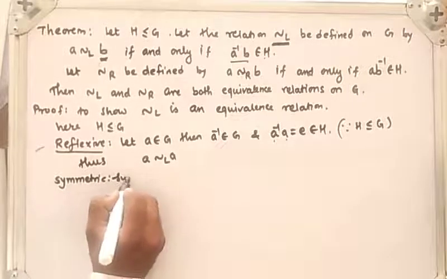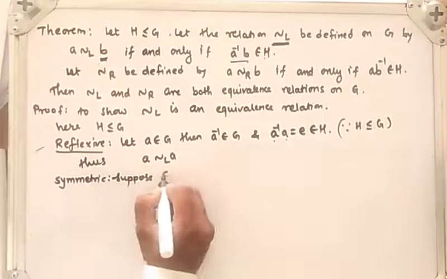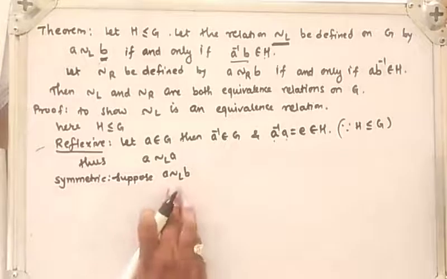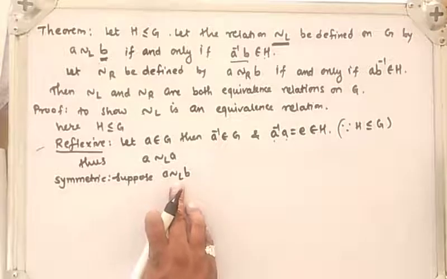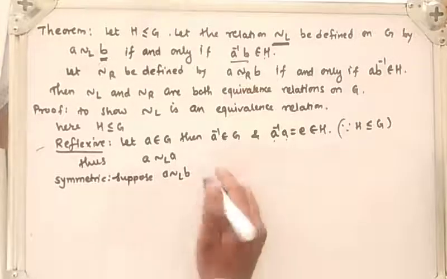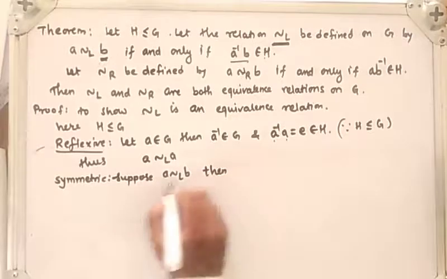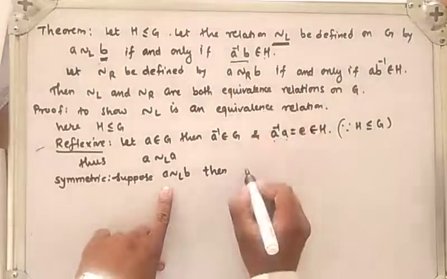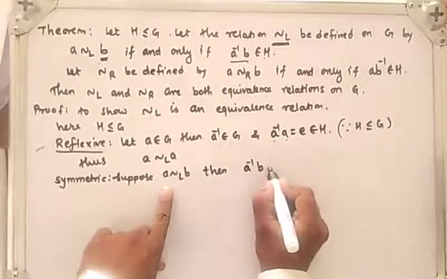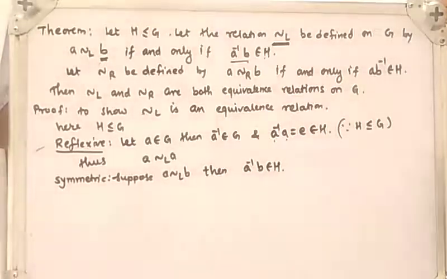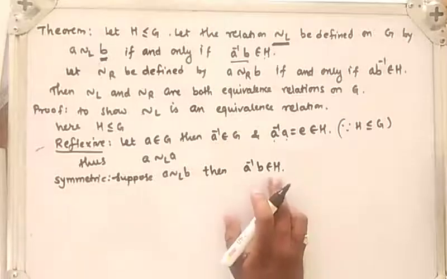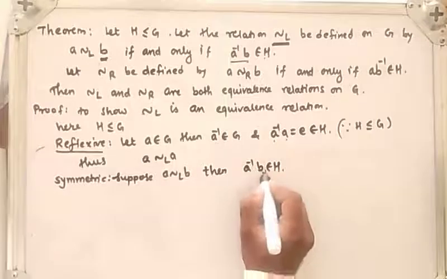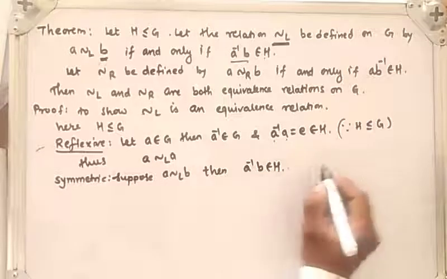Suppose A is equivalent to B, meaning we have this condition, and we want to show B is equivalent to A. By using A equivalent to B, what is the condition? A equivalent to B means A inverse B belongs to H, right? Then we know that H is a subgroup, so the inverse of this element also belongs to H, right?